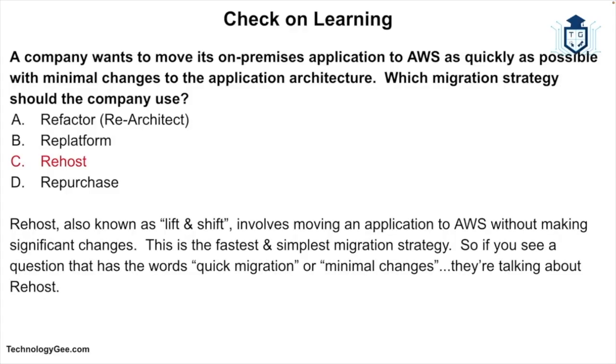And the correct answer is rehost. And this is also known as lift and shift. And this involves moving an application to AWS without making significant changes. And this is the fastest and simplest migration strategy. So if you see a question that has the words quick migration or minimal changes, they're more than likely talking about rehost.